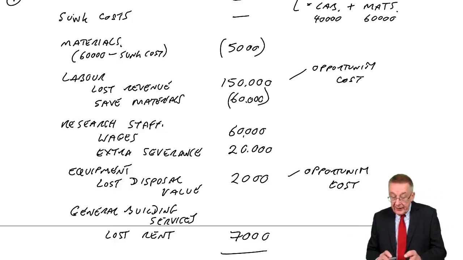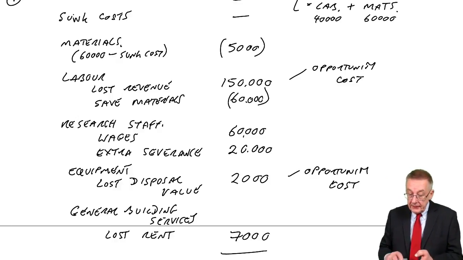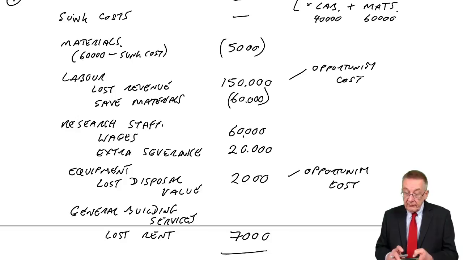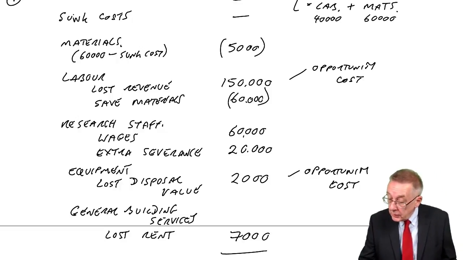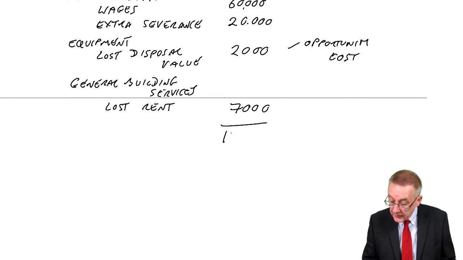There was a saving of 5, so a negative cost, plus 150,000, minus 60,000. Oh, plus 60,000, plus 20,000, plus 2,000, plus 7,000. I get a total of 174,000.